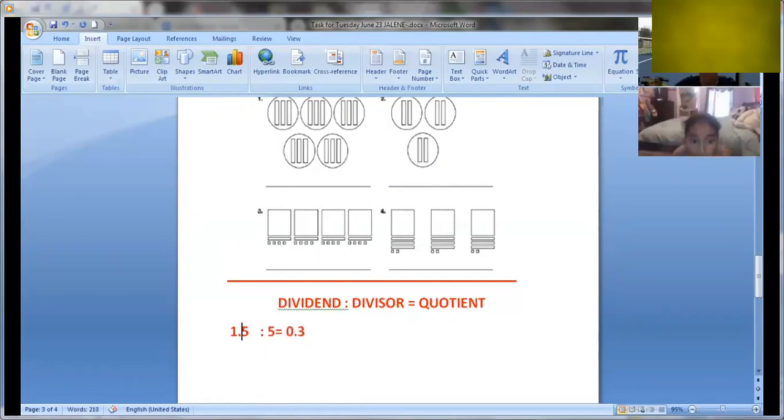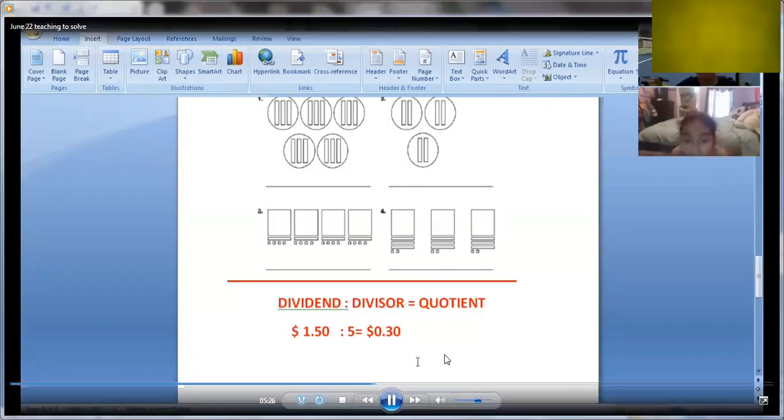Okay. So let's see if it works with cents. Suppose you have $1. How much is this in dollars? $1.50. Is it not $1.05? No, because it's in the place of the tenth. So $1.50 divided into 5 parts, how much is each person going to receive? 30 cents. Yes, correct. So we solved question number 1.